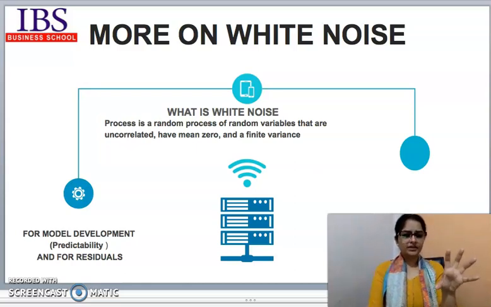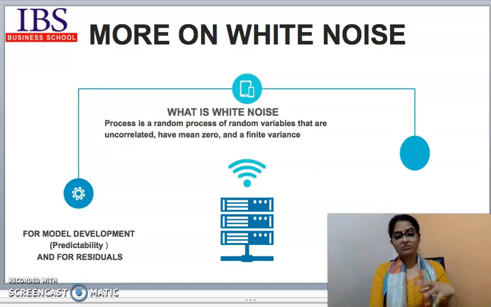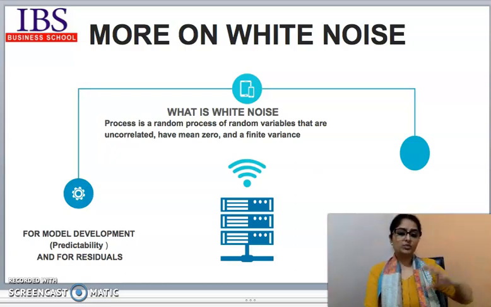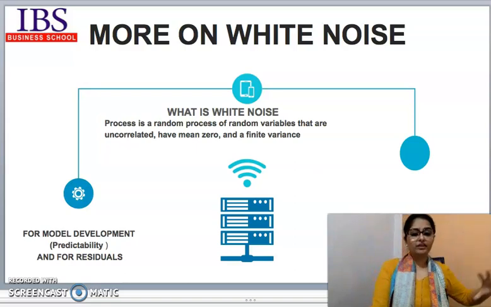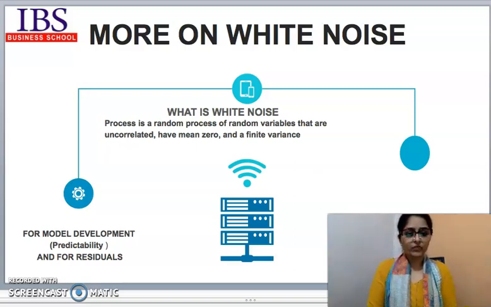For all those 250 data points, with the help of any software, you can find the mean and variance very simply. The mean should be zero for it to qualify as white noise. Variance can be any number, but it should be finite. If it is 3, it should stay 3 throughout. If it is 4, it should stay 4. So there should not be fluctuations in the variance. Variance is your difference from the mean. It should be uncorrelated.